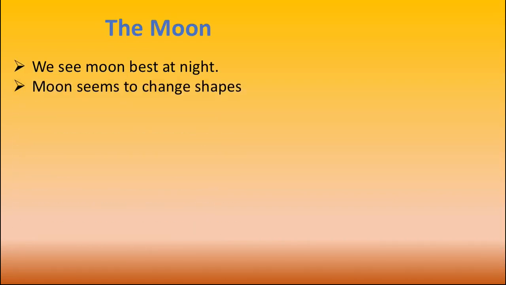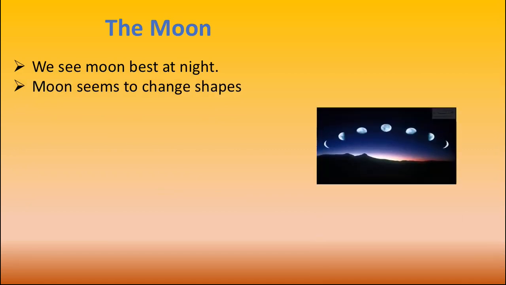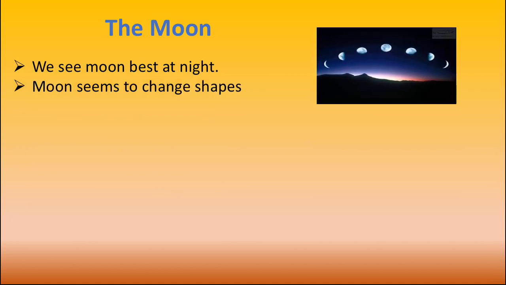The moon seems to change shape. Why does it look like the moon is changing shape? From Earth, it might look like the moon is changing shape. Yes, you can see the different shapes of the moon, from a tiny sliver to a half moon to a full moon and back again.